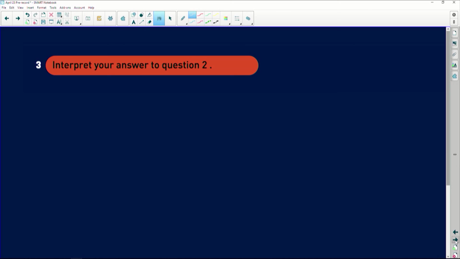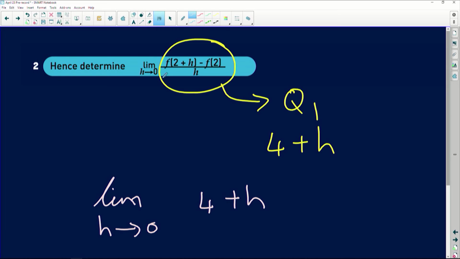So the next part of the question says, interpret your answer to question 2. Okay guys, so what this means is we've just found that the limit as h tends to 0 of f of 2 plus h minus f of 2, that gave me an answer equal to 4. So this means a whole bunch of things. Because I have a constant when x is equal to 2 as my limit when h tends to 0, that means when I get to 2, I get a constant value.